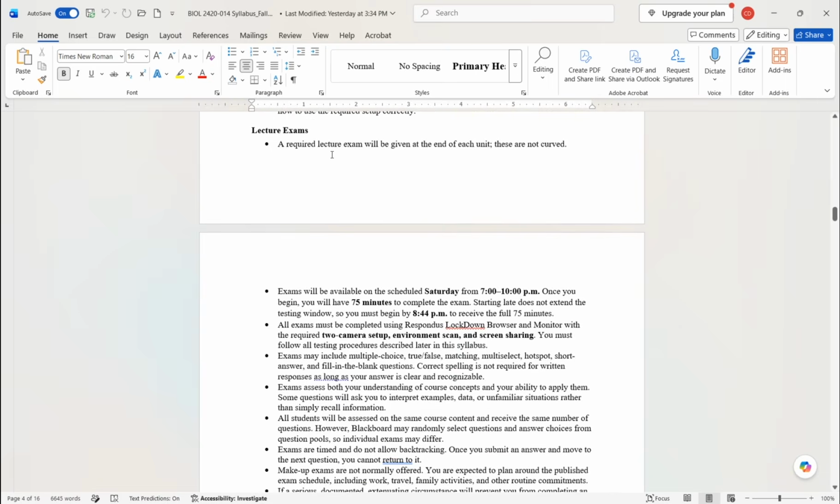So there will be 5 lecture exams, one at the end of each unit, and these are not going to be curved. But y'all, these are only going to be available to be completed on the scheduled Saturday from 7 to 10 p.m. Okay, now finding an ideal time for every person was going to be impossible. So I tried to pick a day, Saturday, where you would have Friday night and all day Saturday to prepare. Then hopefully the evening time can be after dinner, after bedtime if you have littles.